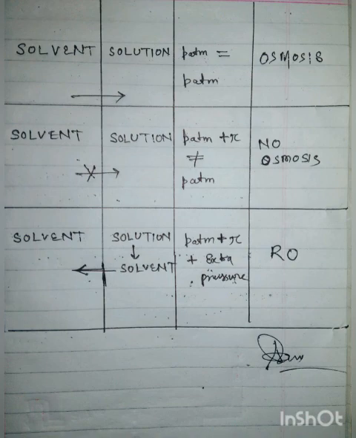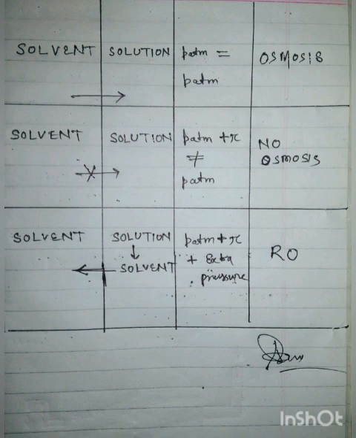So now the question arises: why is it called reverse osmosis? What is the difference? In osmosis, the solvent molecules move towards the solution. But in the case of reverse osmosis, the solvent molecules present in the solution will move towards the solvent. Now, how is it done?